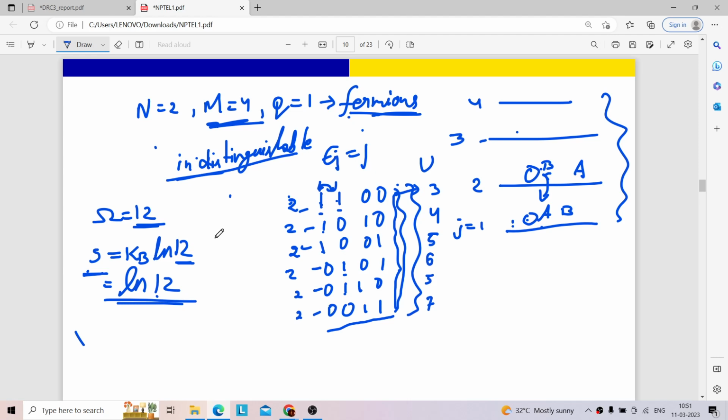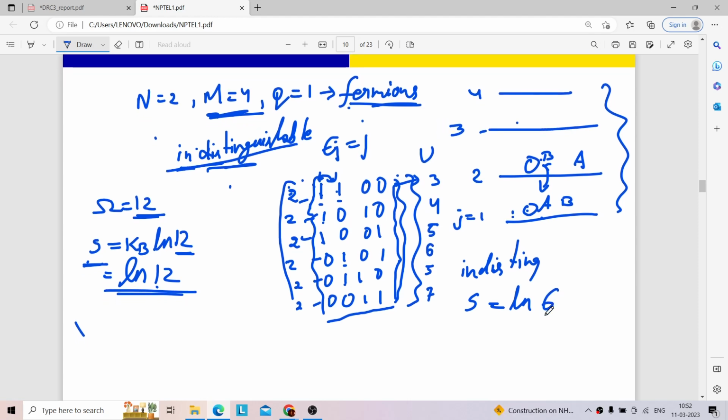This is if we are considering distinguishable particles. If we consider indistinguishable particles, then we cannot arrange between them two. Then our microstates will be only 6. We do not have to arrange between them. So for indistinguishable particles, we have entropy to be ln of 6, right?